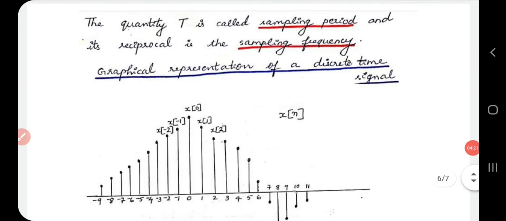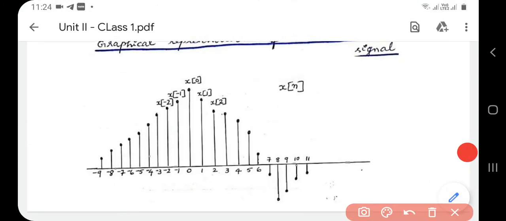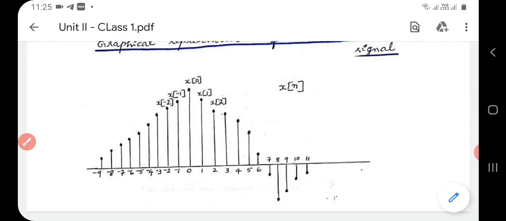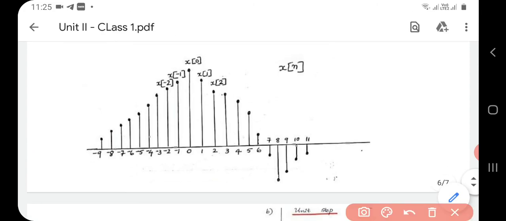Now see this figure. Here we have an analog signal and it is sampled at regular intervals of time so as to obtain a discrete time signal. So this is a discrete time signal, say x[n]. Here it is written x[n].